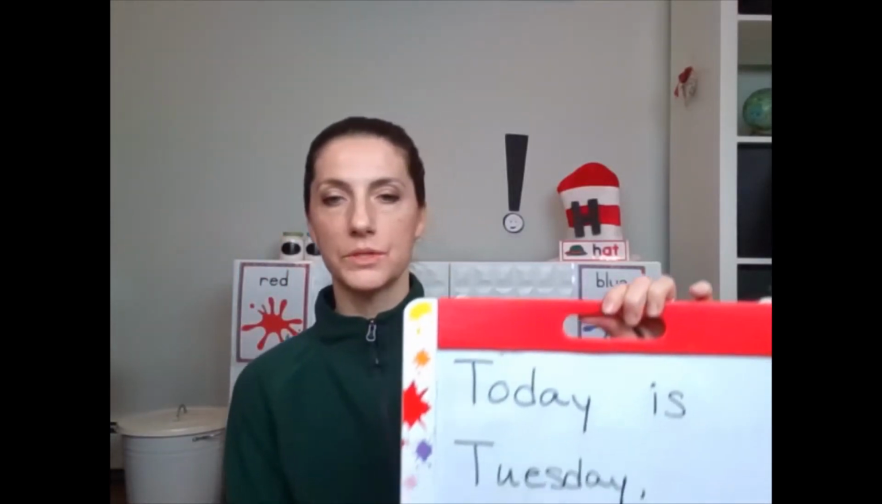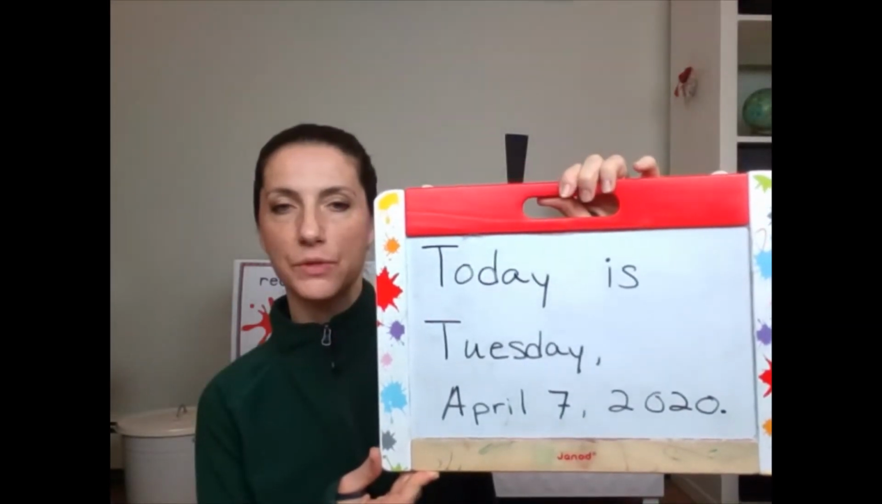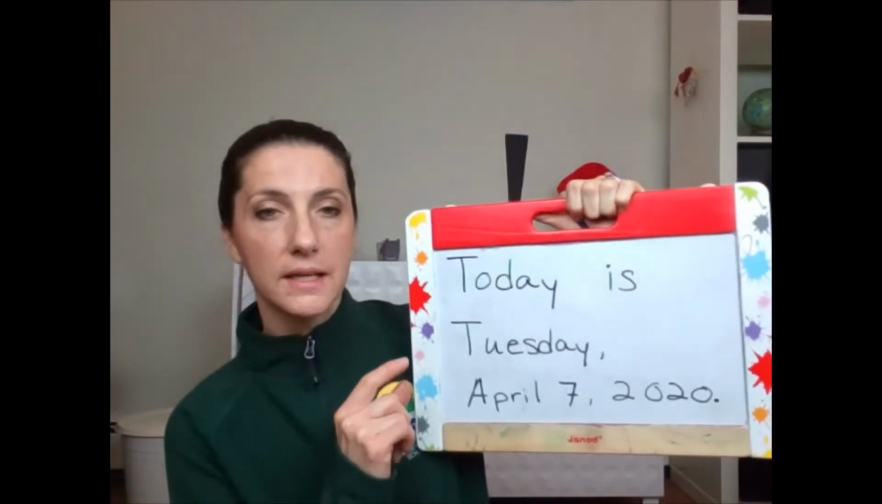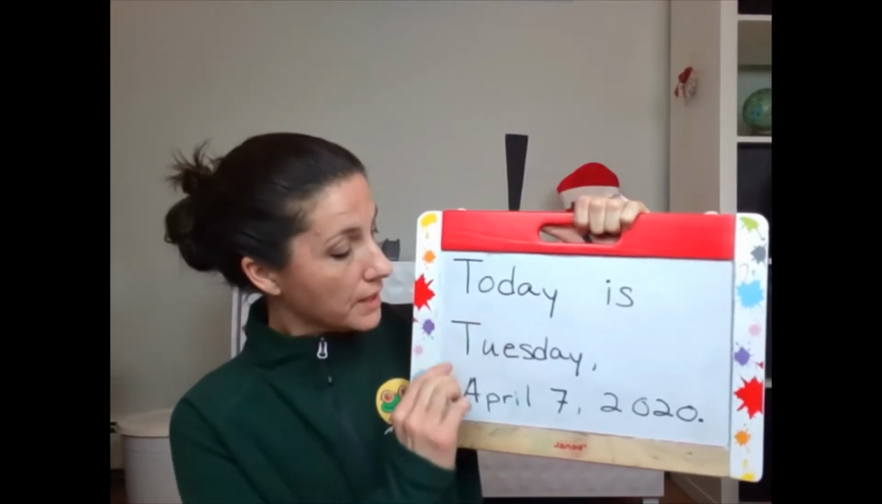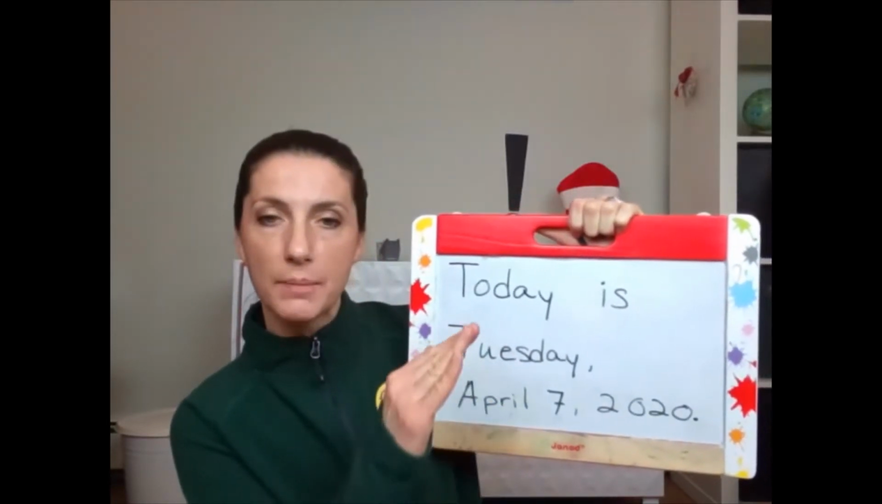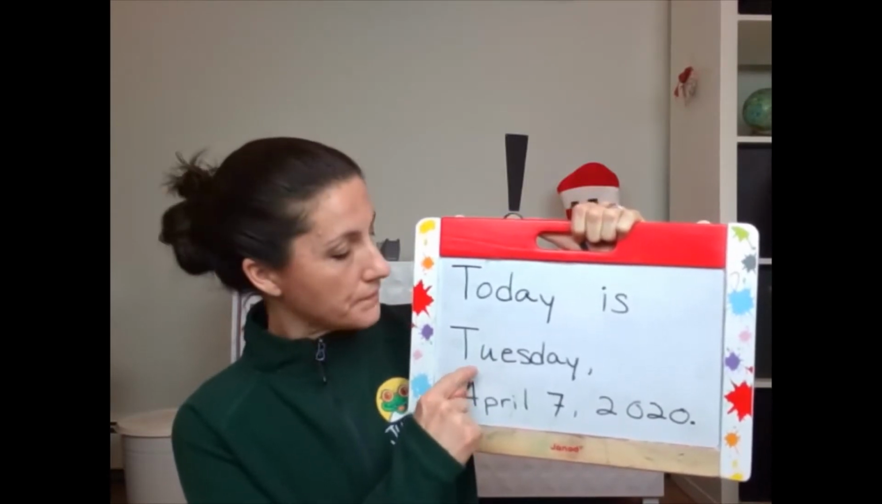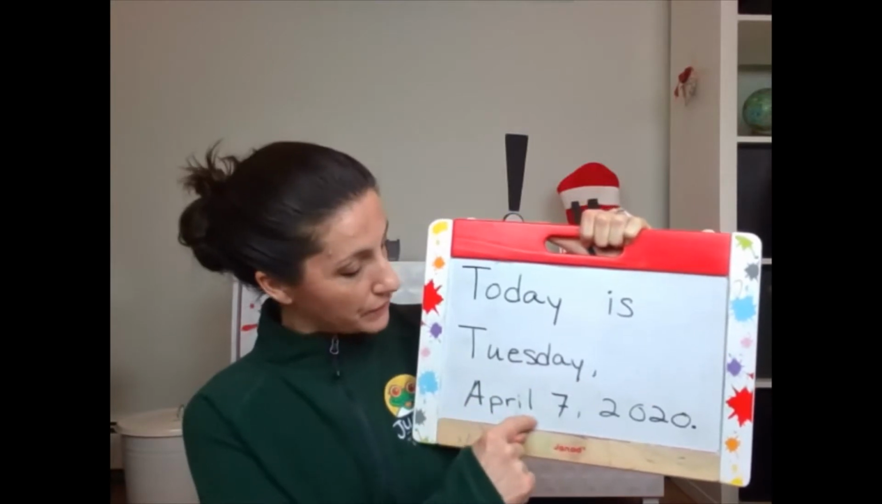Welcome to Tuesday. Today is Tuesday, April 7th, 2020. And please remember that when you write the date in the long form, whether it's in a whole sentence like this, today is, or if you're just writing the date, like on the top of your paper, you're spelling out the day of the week and the month of the year.